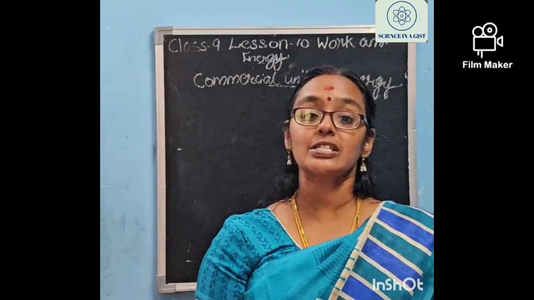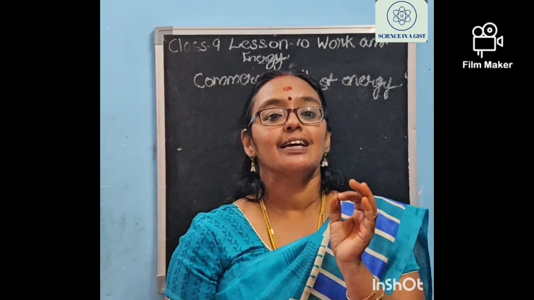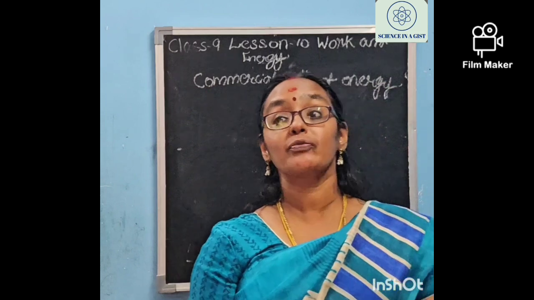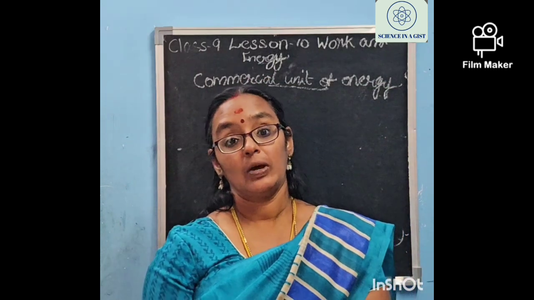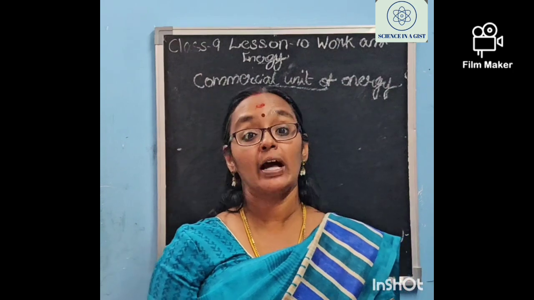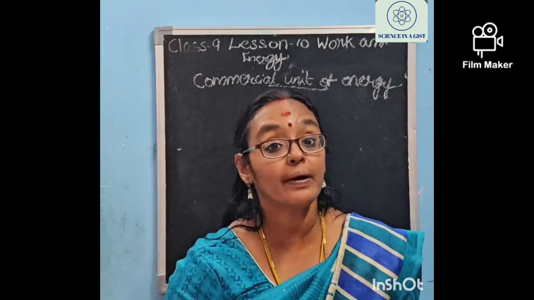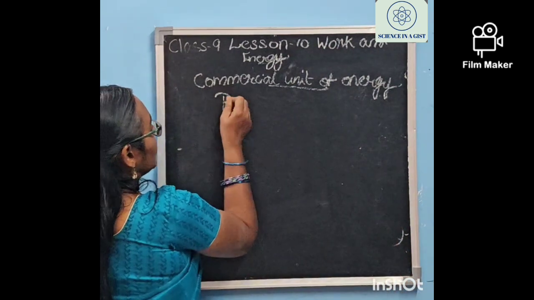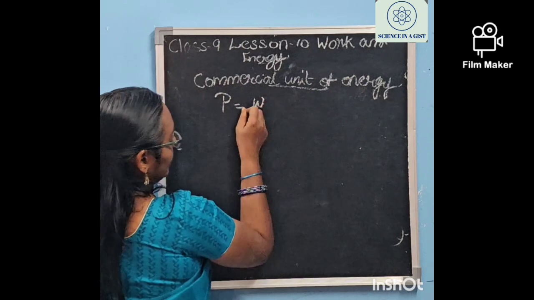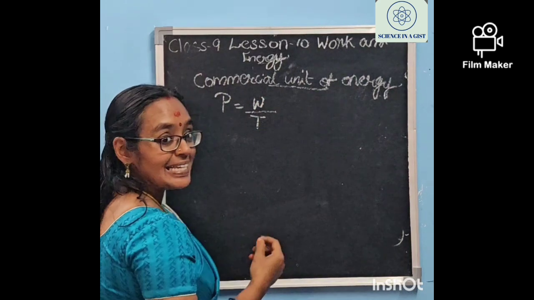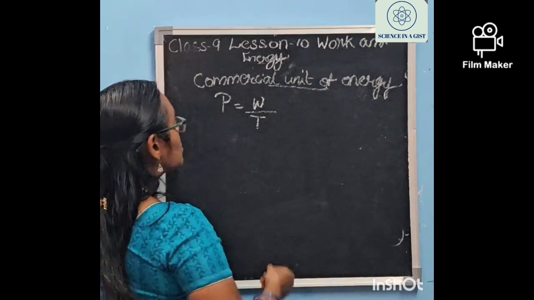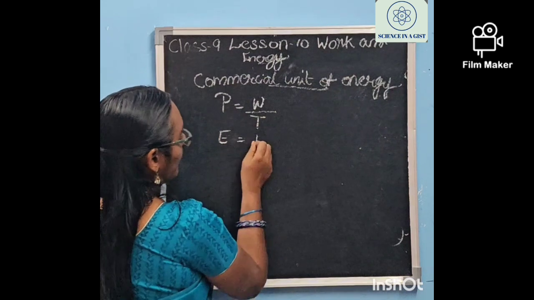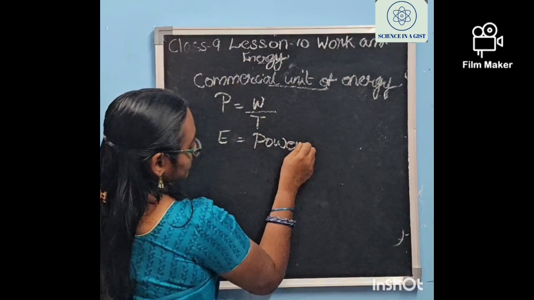Energy is not given in joules alone, but in the form of kilowatt hour. What is this kilowatt hour and how can we define the commercial unit of energy? All this we are learning here. We know power is work divided by time. The work is equivalent to energy, no? So energy is equal to power into time.